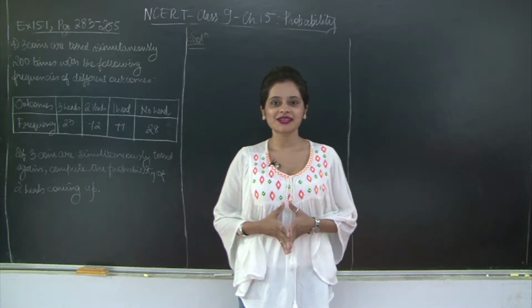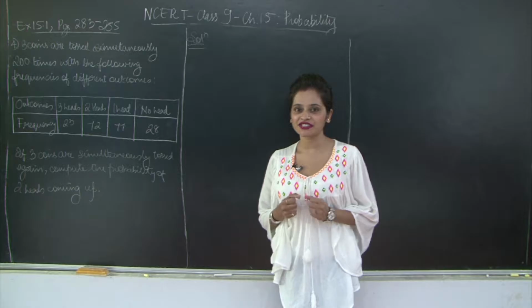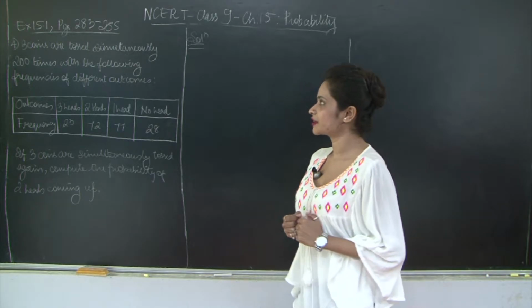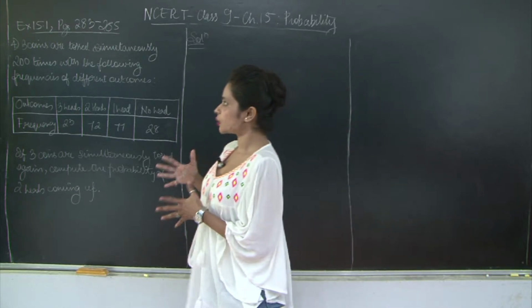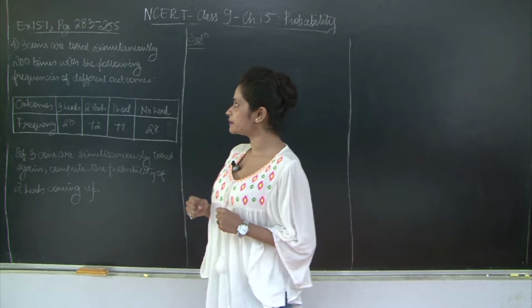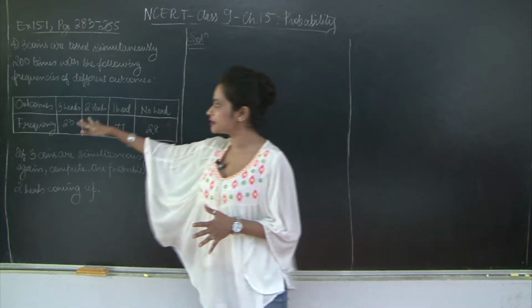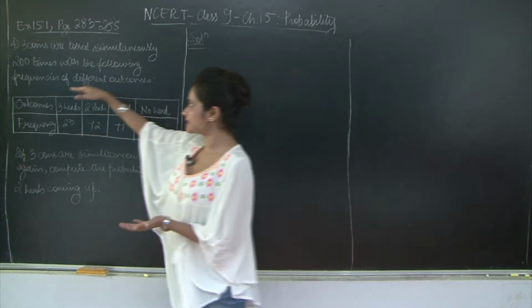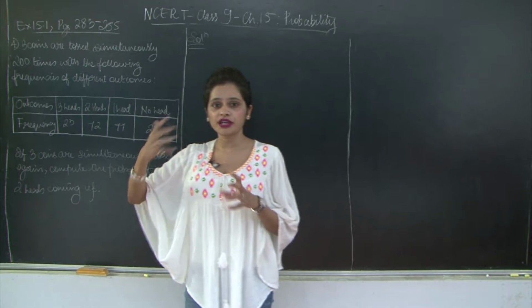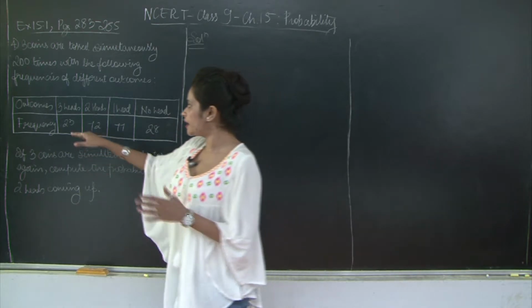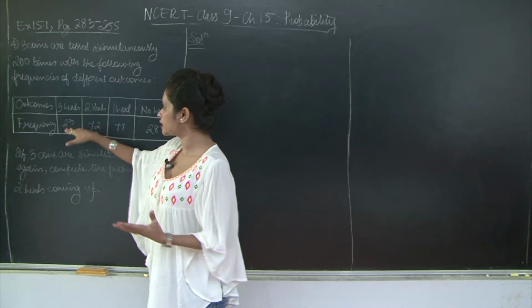Hello students, let us take a look at the fourth question of exercise 15.1 of chapter 15. It states that three coins are tossed simultaneously 200 times with the following frequencies of different outcomes. So here is the frequency table that states that when you toss three coins 200 times, the number of times of occurrence of three heads would be together.